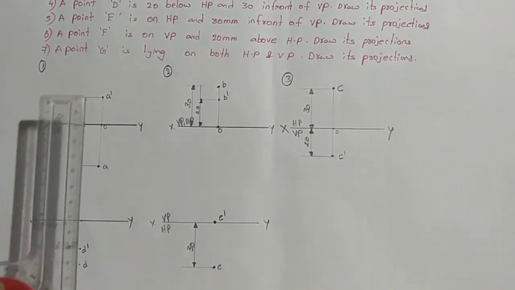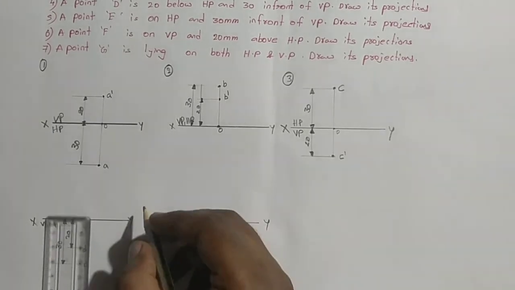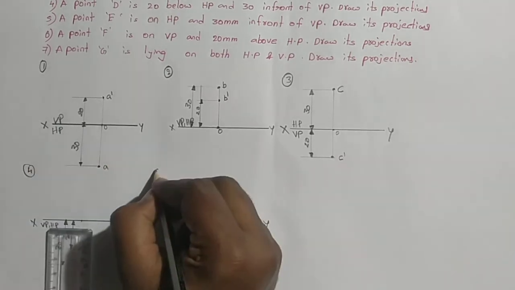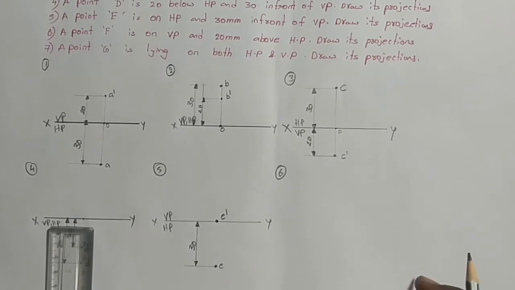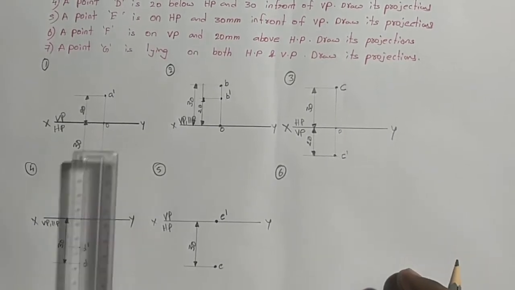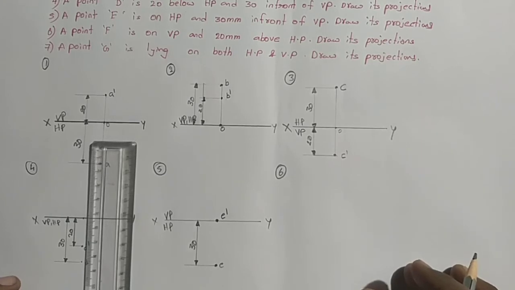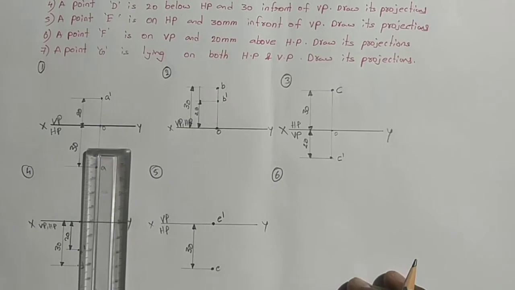Okay, next, this one is 4 and this one is 5. Next we need to draw the sixth condition. Here, in the sixth condition, the point F is on VP and 20 mm above HP. Draw its projections.